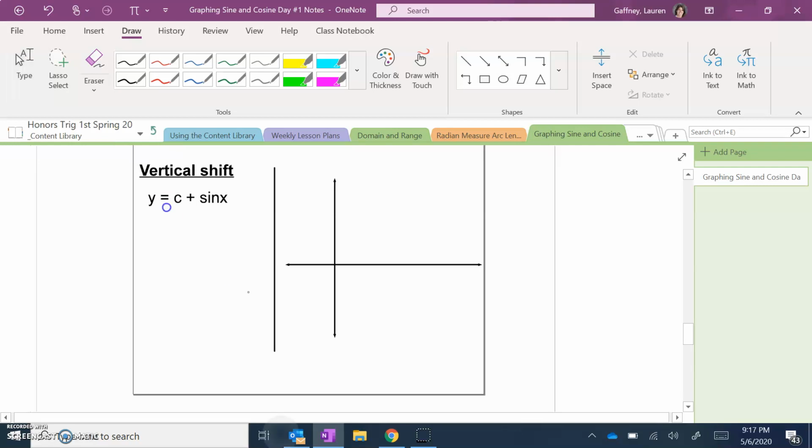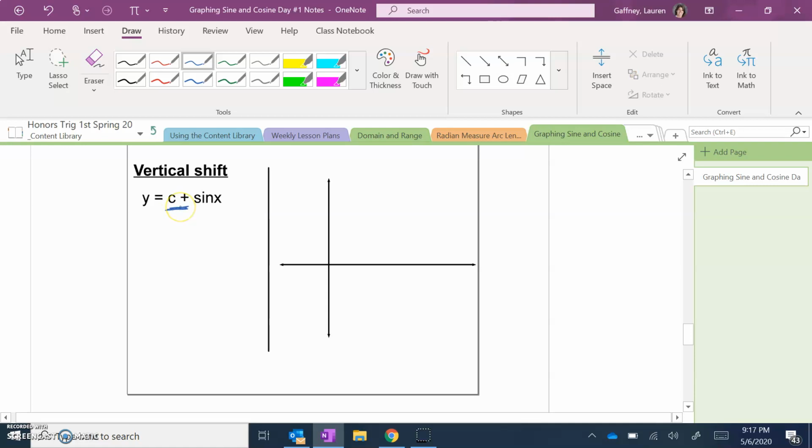Okay, now let's look at a vertical shift. So notice here I have a value added on. So C shifts the entire graph up or down C units. Okay, so let's look at an example.